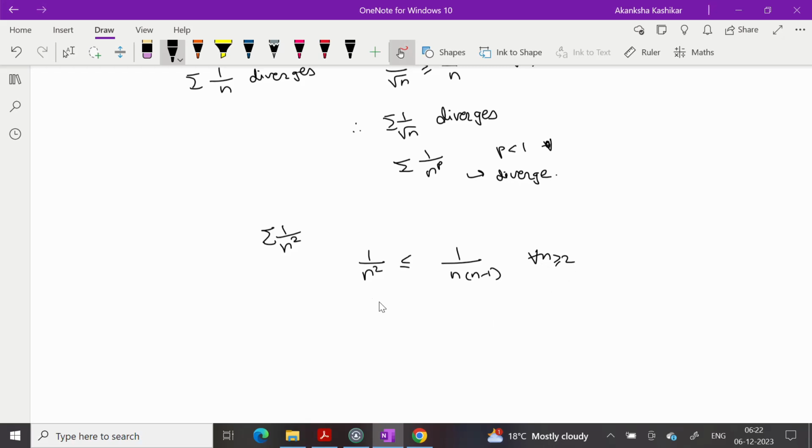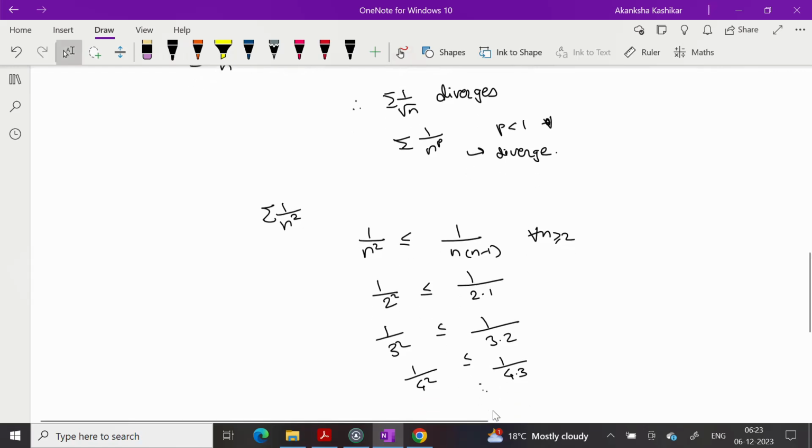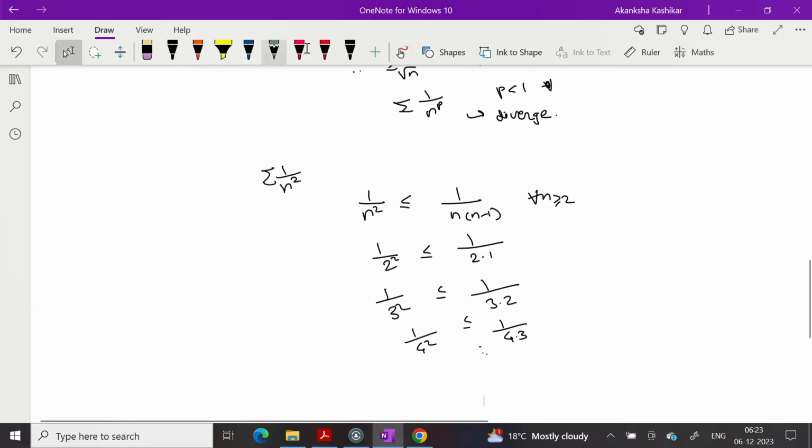Can you see this? Because 1 upon 2 square, so 1 upon 4, is less than or equal to half. Then 1 upon 3 square is less than or equal to 1 upon 3 into 2. 1 upon 4 square is less than or equal to 1 upon 4 into 3, and so on. And we have proved that this type of series converges. Actually, we have proved 1 upon n into n plus 1. But basically, these are the same series, just the notation is different. We have two consecutive terms in the denominator.